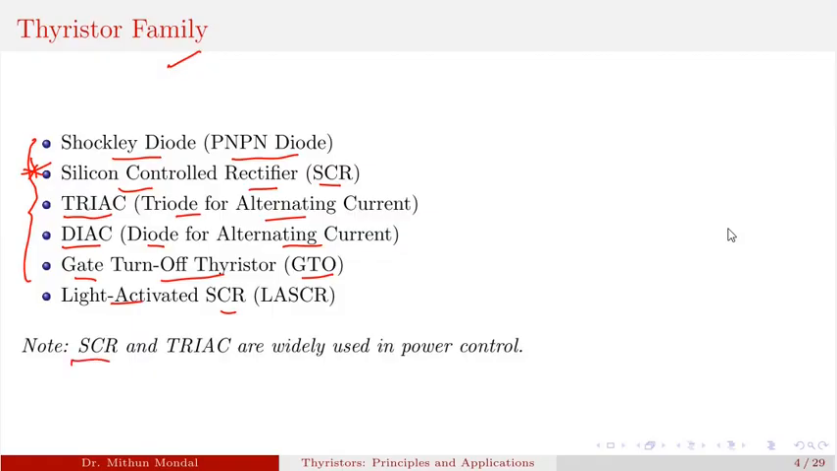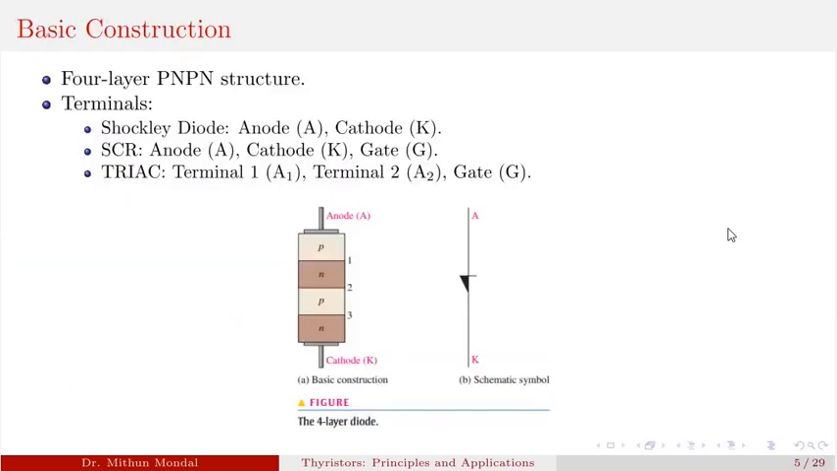SCRs and Triacs are basically widely used in power control devices. So among the thyristor families, the silicon controlled rectifier and the Triac are famous in power control applications. Now, if we talk about the construction, the thyristors are basically 4-layer, so it can be 3 or more, and this forms a PNPN structure. So if you see here, the semiconductor devices are in the form of a PNPN structure, and this is an example of a 4-layer diode.